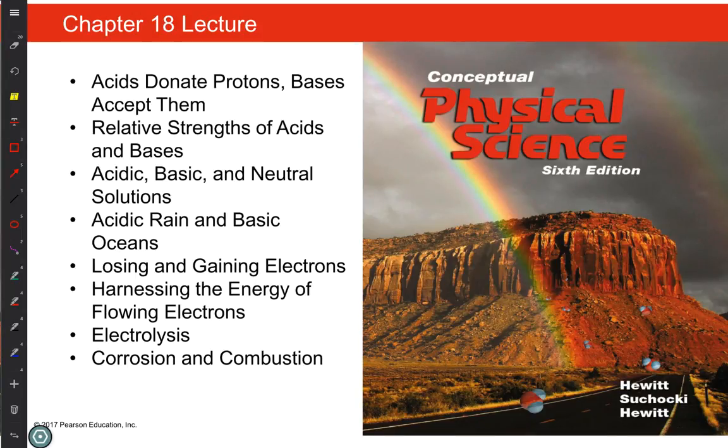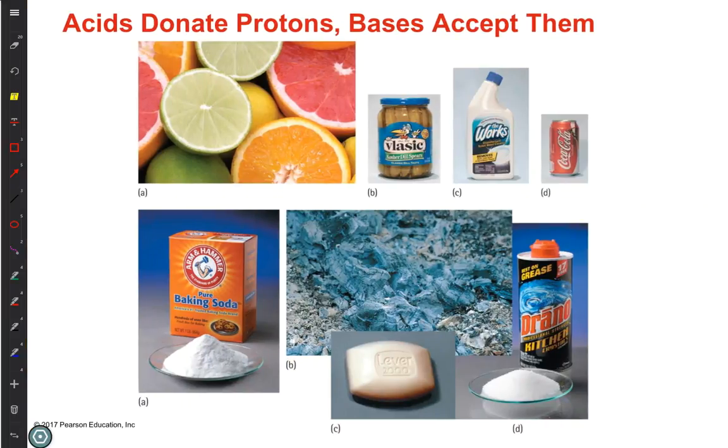Yeah, I know. So we are studying chemistry, and today we're doing chapter 18, which is where we're going to learn about redox reactions and acids and bases. So acids and bases, some examples of acids and bases. The top things are acids. We have pickles. What do you pickle stuff in? Vinegar. And vinegar is acetic acid.